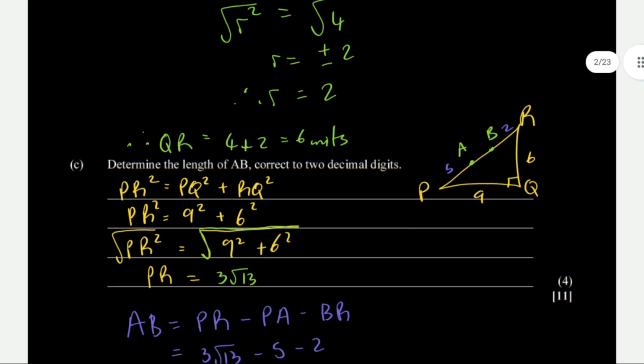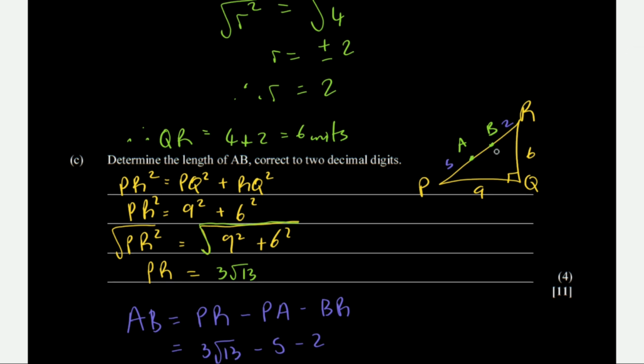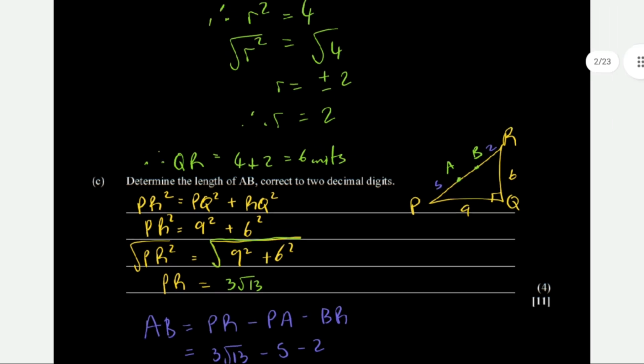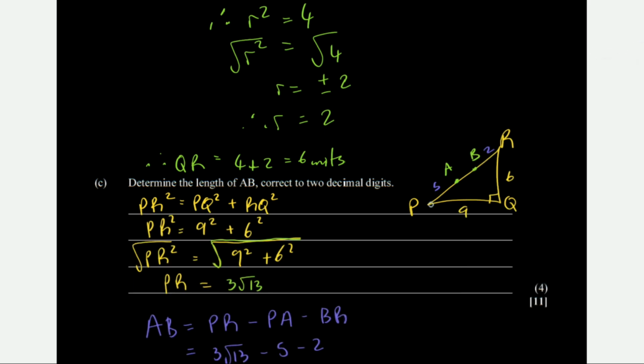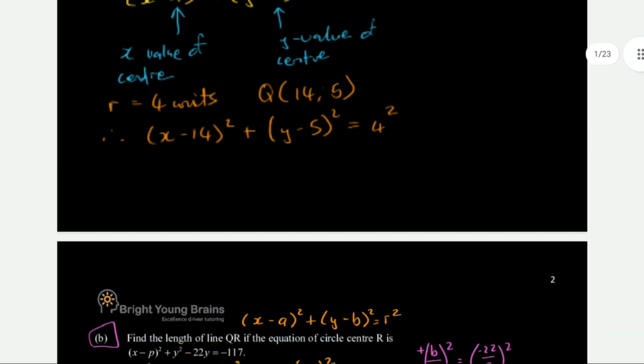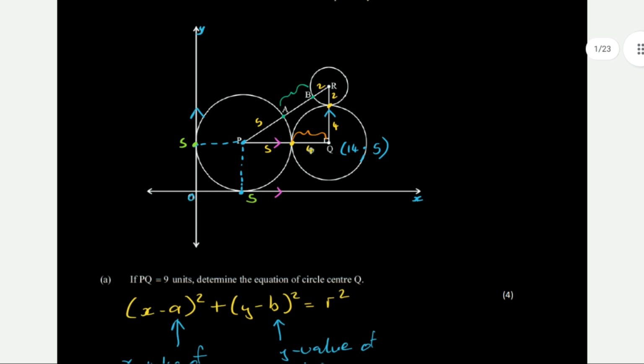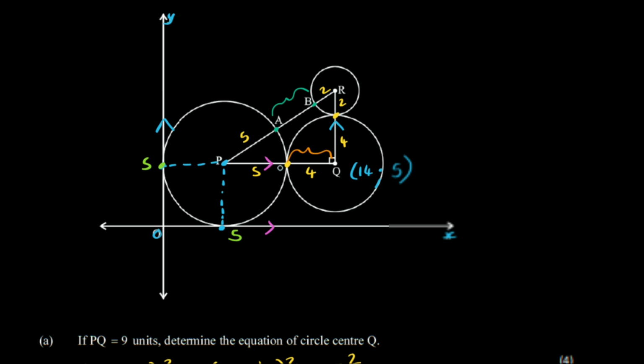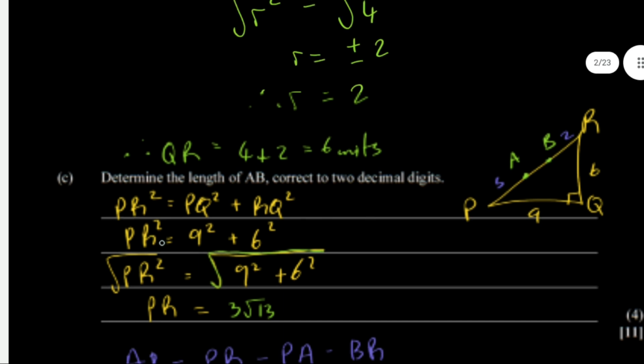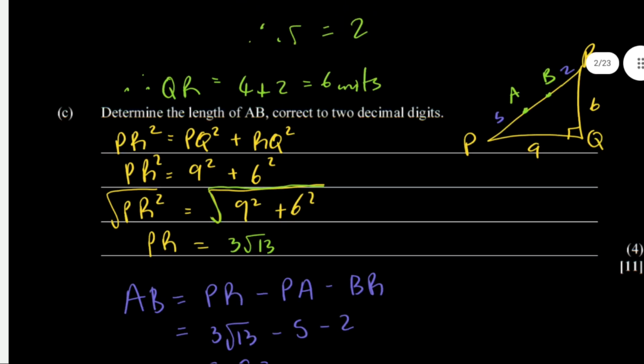So getting the length of AB, we can use Pythagoras theorem. If you look nicely, there's P here, there's Q here, there's R. That's a right angle triangle. We already knew this was 9 and this was 6 from previous questions. So we can get the whole length of PR using Pythagoras, which is what we did here. We got PR, which is 3 square root of 3.